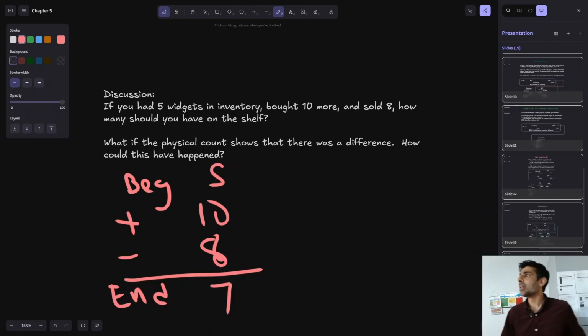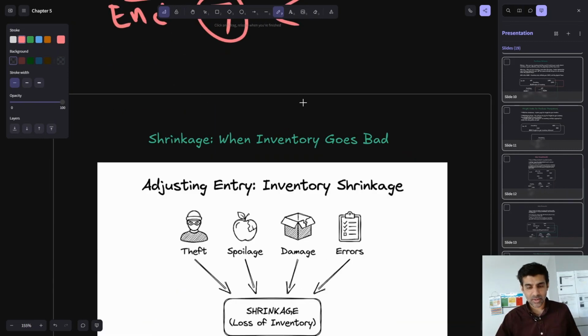Okay, so we need some way of accounting for that because right now, if we don't do anything, our inventory asset is going to show 7 units. And if there are only physically 5, then we're puffing up our books, right? We're going to be misstating our assets. We're going to be saying it's worth 100, but it's only really worth 70. So we need to do something about that.